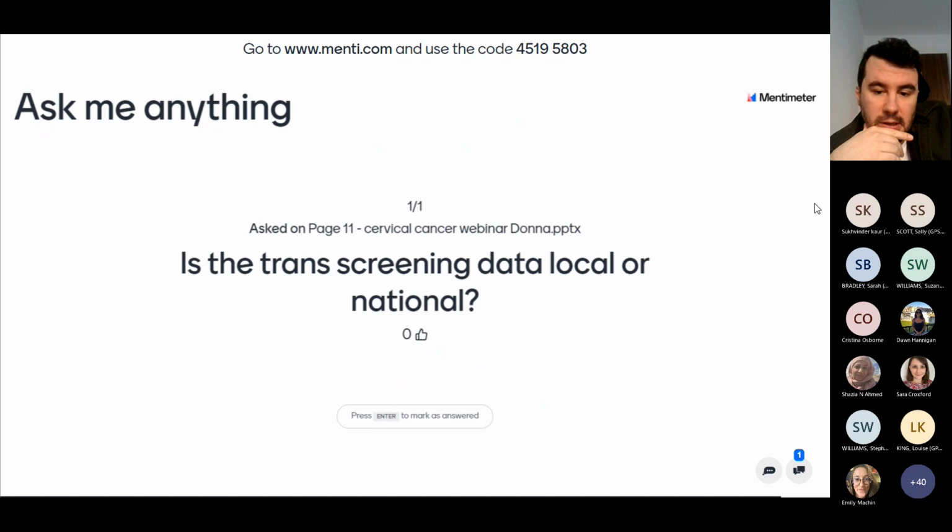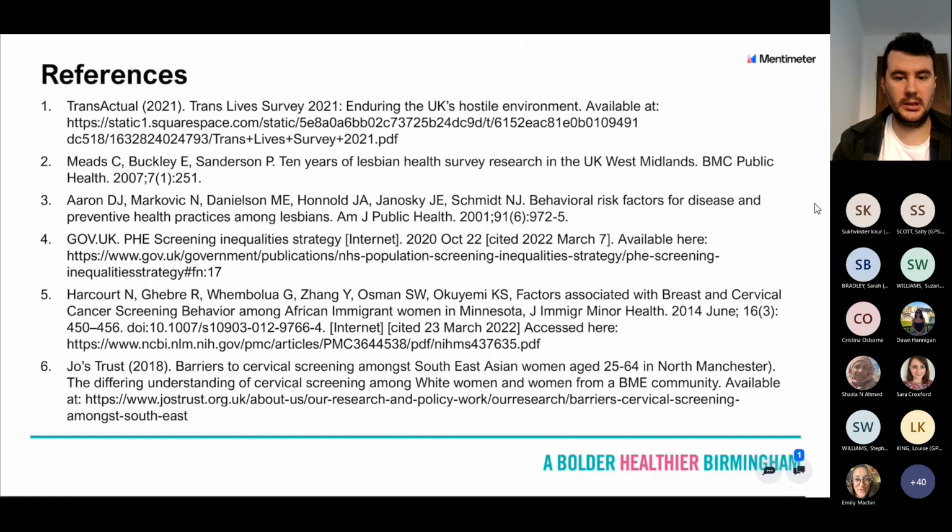Is trans screening data local or national? I believe that the study is national. Yeah, and I'll check that on the presentation if I'm wrong and notify people that it's local, but I believe it's national. It's in the reference list at the end, which we will share with all participants too. Brilliant. And next slide, please, Jordan. Yeah, there you go. Trans Lives survey, enduring the UK's hostile environment. So that is national data.